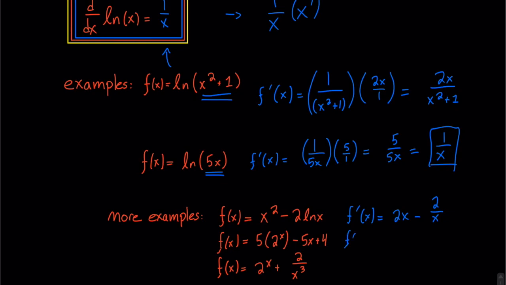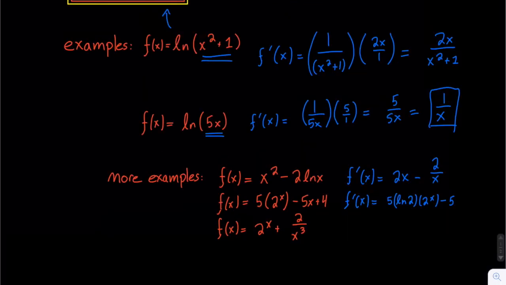So we're going to say f prime of x equals 5, which is just a constant, so we're going to leave it alone, times the natural log of 2 times 2 to the x, minus 5 plus 0.